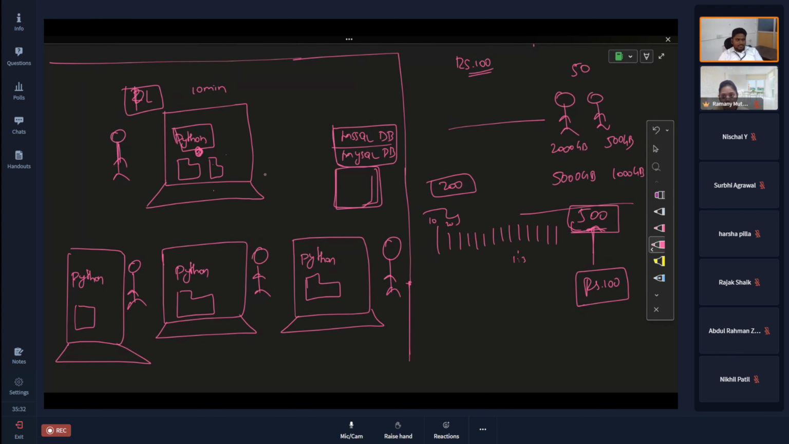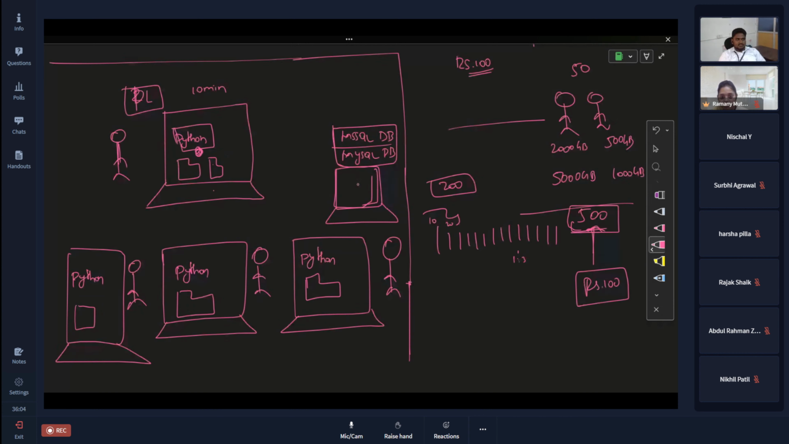Let's say in your home, you have 4 laptops, right? And you need to connect all the 4 laptops to one database. How will you do it? Have you ever tried this? Or you can use ChatGPT. You can just ask ChatGPT. In your home, you have 4 different laptops. You need to connect 4 laptops to this one MySQL DB. This is also one of the laptops.